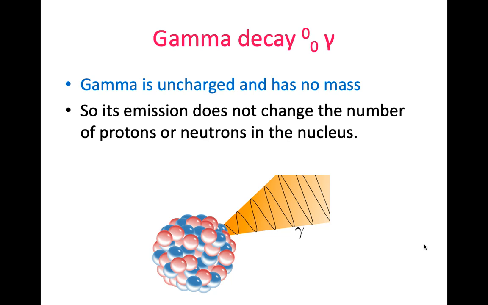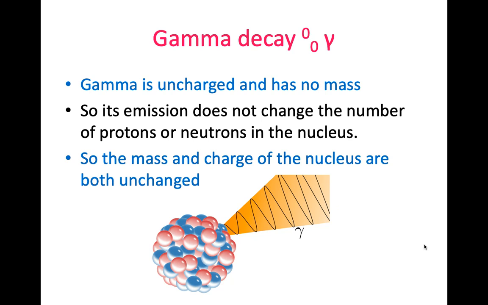And then gamma decay is uncharged and it has no mass. So its emission does not change the number of protons or neutrons in the nucleus. So the mass and charge of the nucleus are both unchanged.